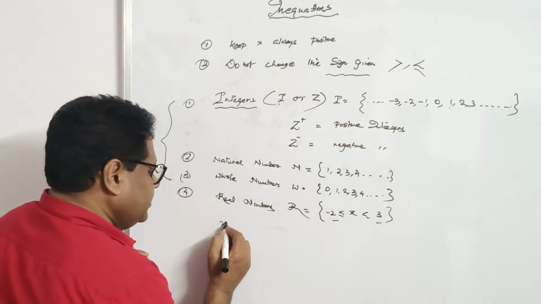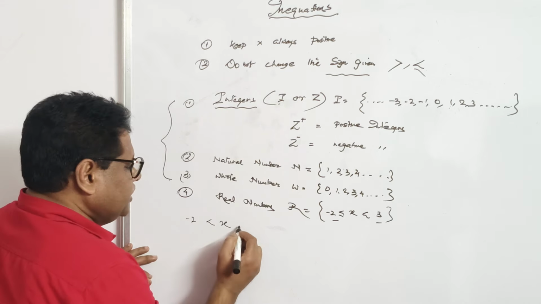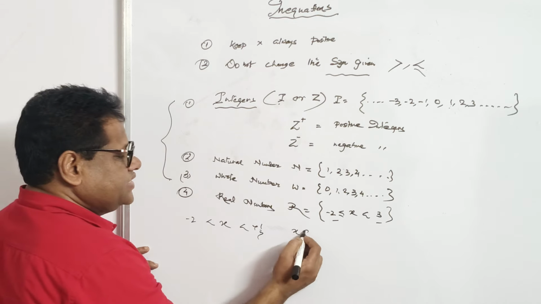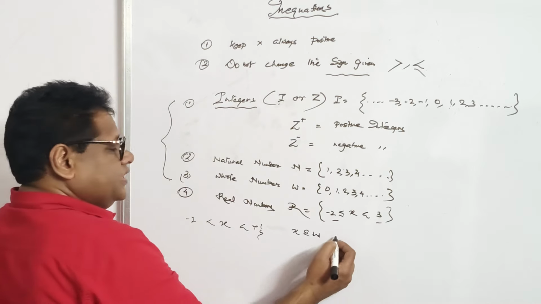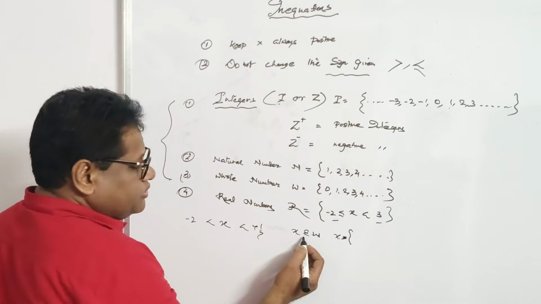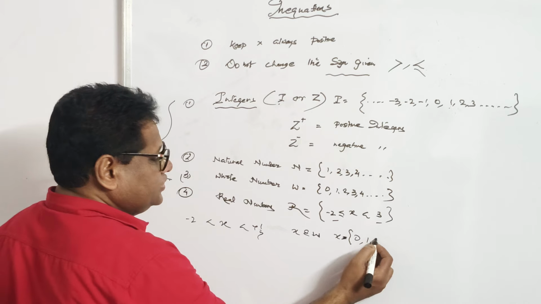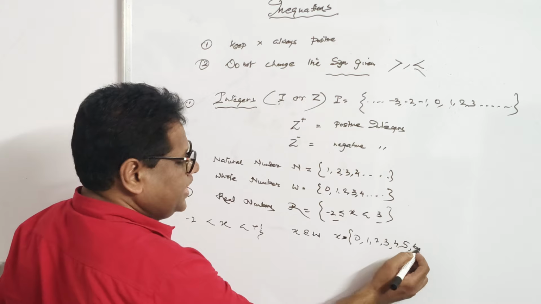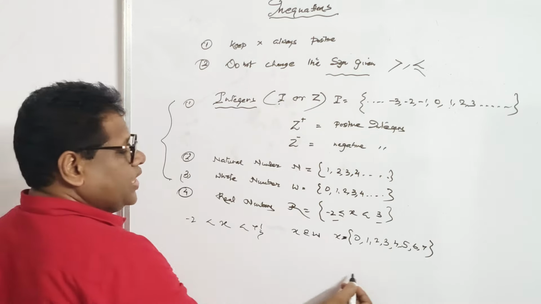Suppose we have a range, x is greater than -2, less than 7 1/7. And the replacement set says that x belongs to whole numbers. Then the truth set for this will be, because it belongs to whole numbers, it starts from 0, so you write 0, then 1, 2, 3, 4, 5, 6 and 7. Because it is less than 7 1/7, you can't write more than 7.